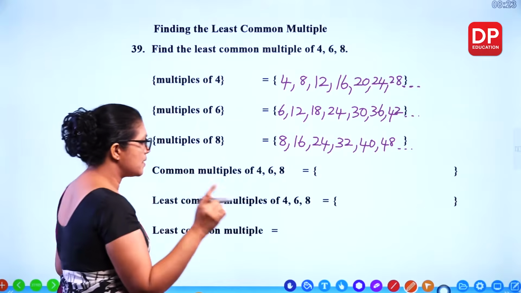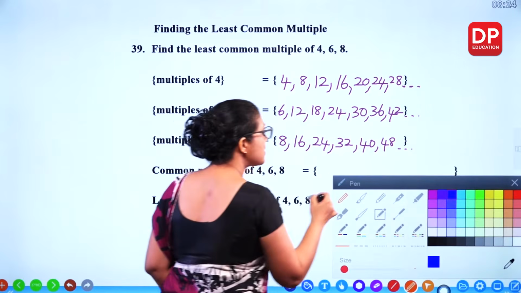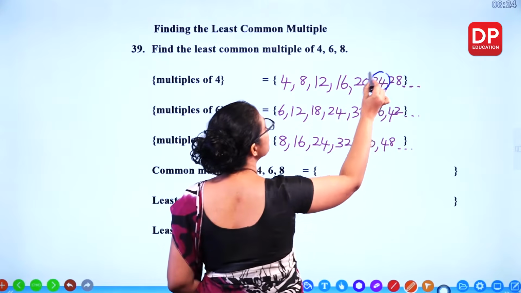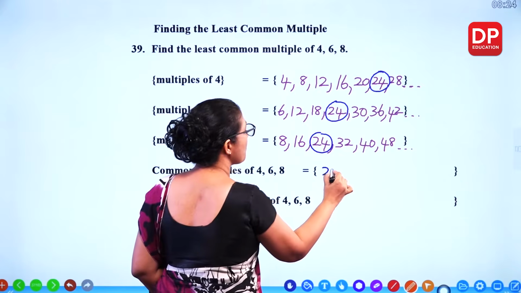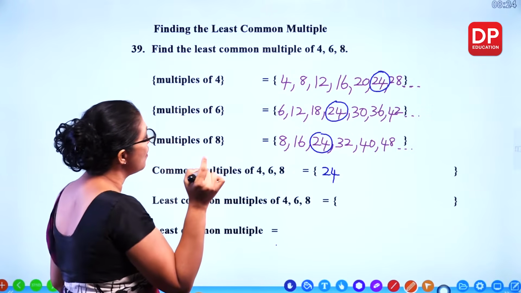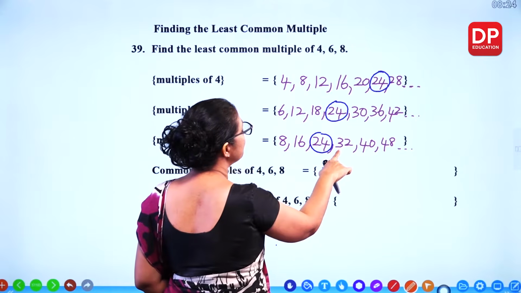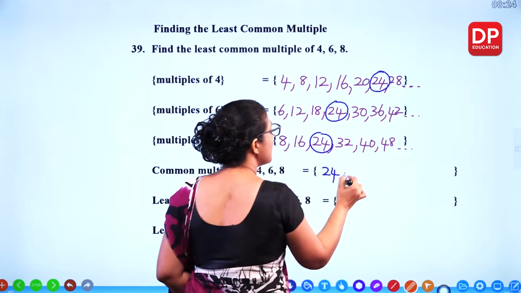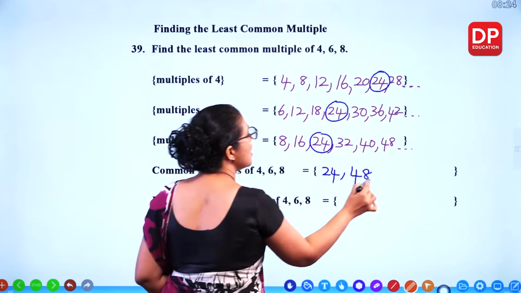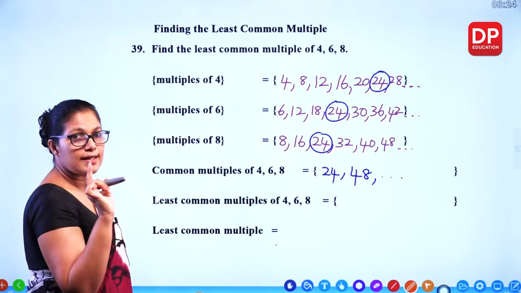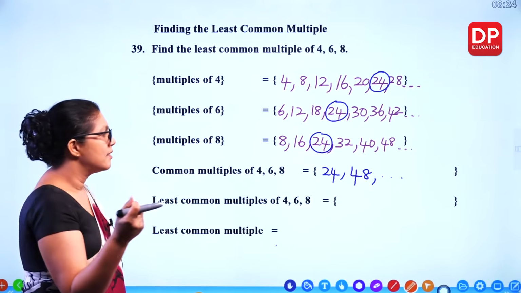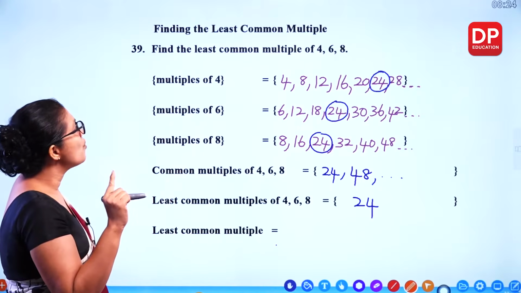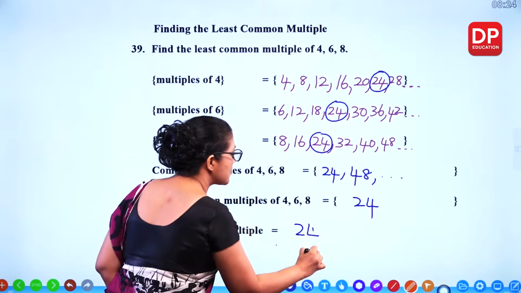So what are the common multiples of all these? We'll identify the common ones. 20 is not there. Can you see 24? And what else? So 48 comes here. When you continue, next you will get 48 like that. So 48 is also common for all. So this is like 24, 48, like that, common ones. We need the lowest one. So the least one is 24. So that's the least common multiple of 4, 6, 8. So 24 is the answer.